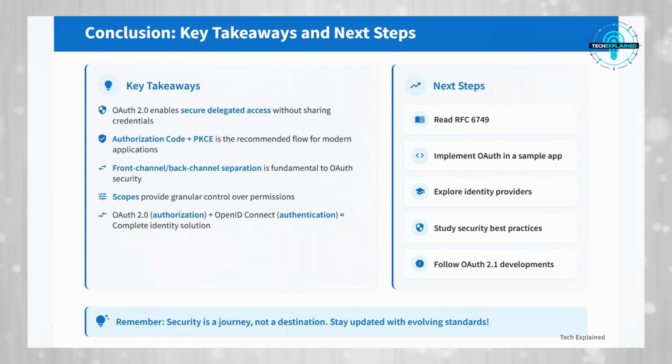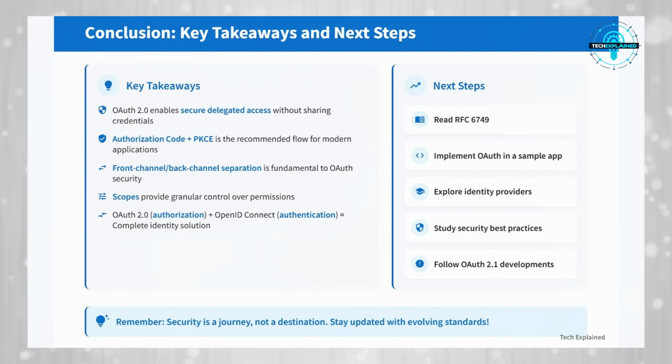Fourth, OAuth 2.0 doesn't exist in isolation. It's part of a broader ecosystem that includes OpenID Connect for authentication and SAML for enterprise federation. Understanding how these protocols relate to each other is essential for designing comprehensive identity and access management solutions. Finally, implementing OAuth 2.0 securely requires attention to best practices, from proper token management to secure redirect URI validation.